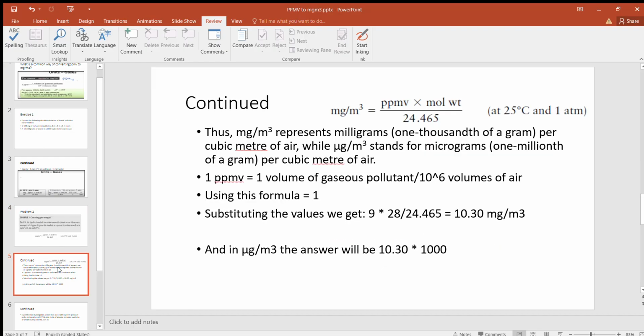So you can see that milligram per meter cube represents 1/1000th of a gram per cubic meter of the air, while microgram per meter cube stands for 1 millionth of a gram per cubic meter of the air, and 1 ppmv is equal to 1 volume of the gaseous pollutant upon 1 million volumes of the air. We saw that. Now using the formula above, we will substitute the value. On substituting, it is 10.3 milligram per meter cube, or in the form of microgram per meter cube, it is 10.3 into 1000.